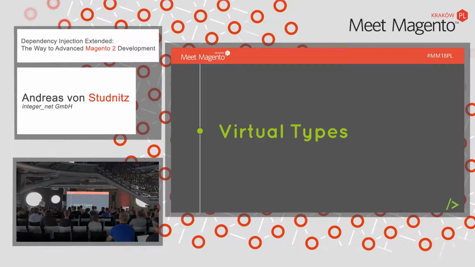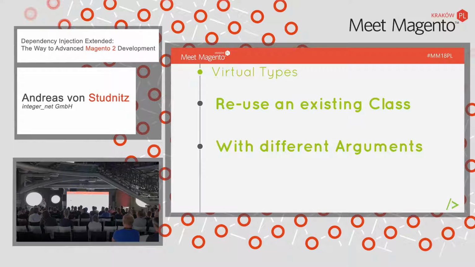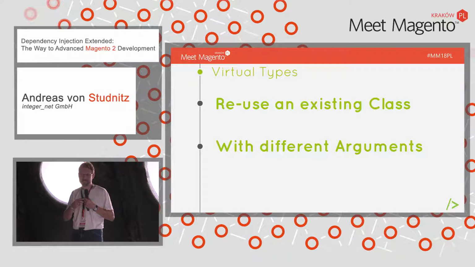Next topic would be the virtual types, a topic I like to avoid if possible, because it's becoming quite complex. Virtual types, I don't call them virtual classes, which some people do, but they are not really classes, they just look like classes. Virtual types are being used to reuse an existing class with a different configuration. And the class configuration is how you use the arguments.